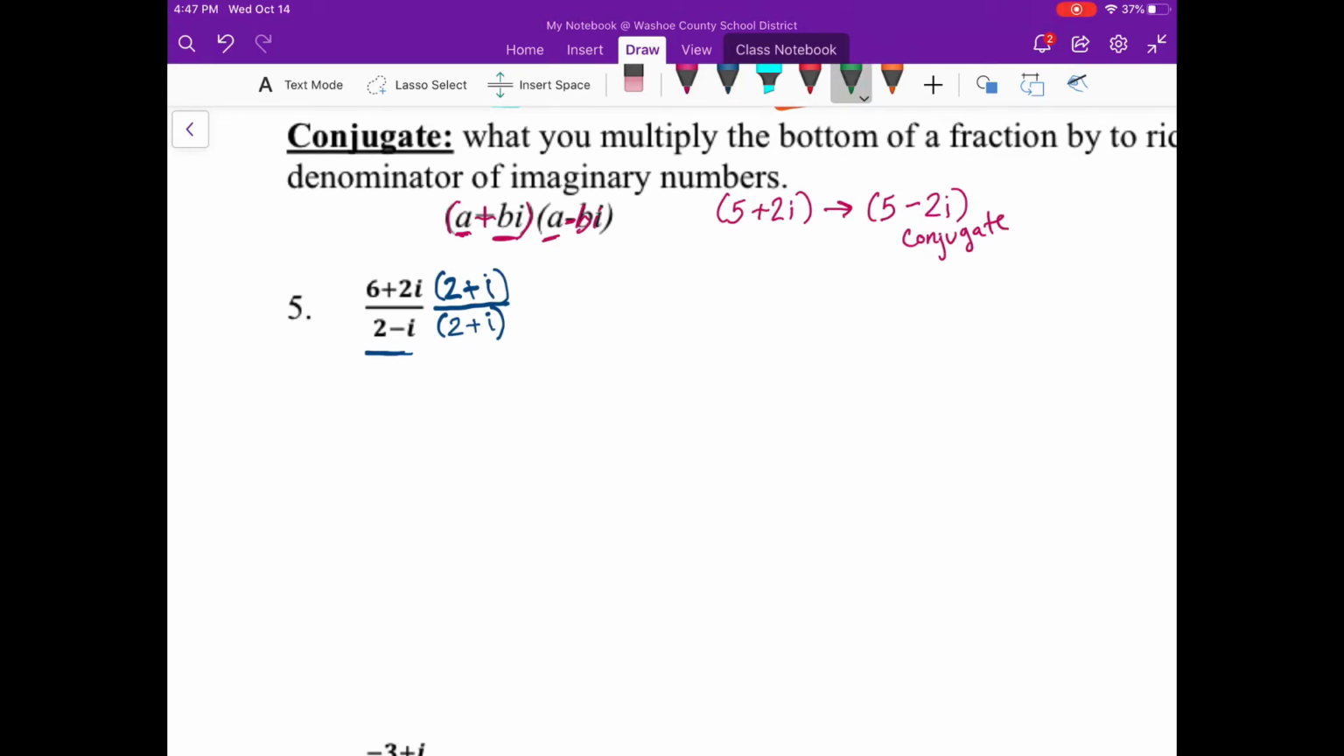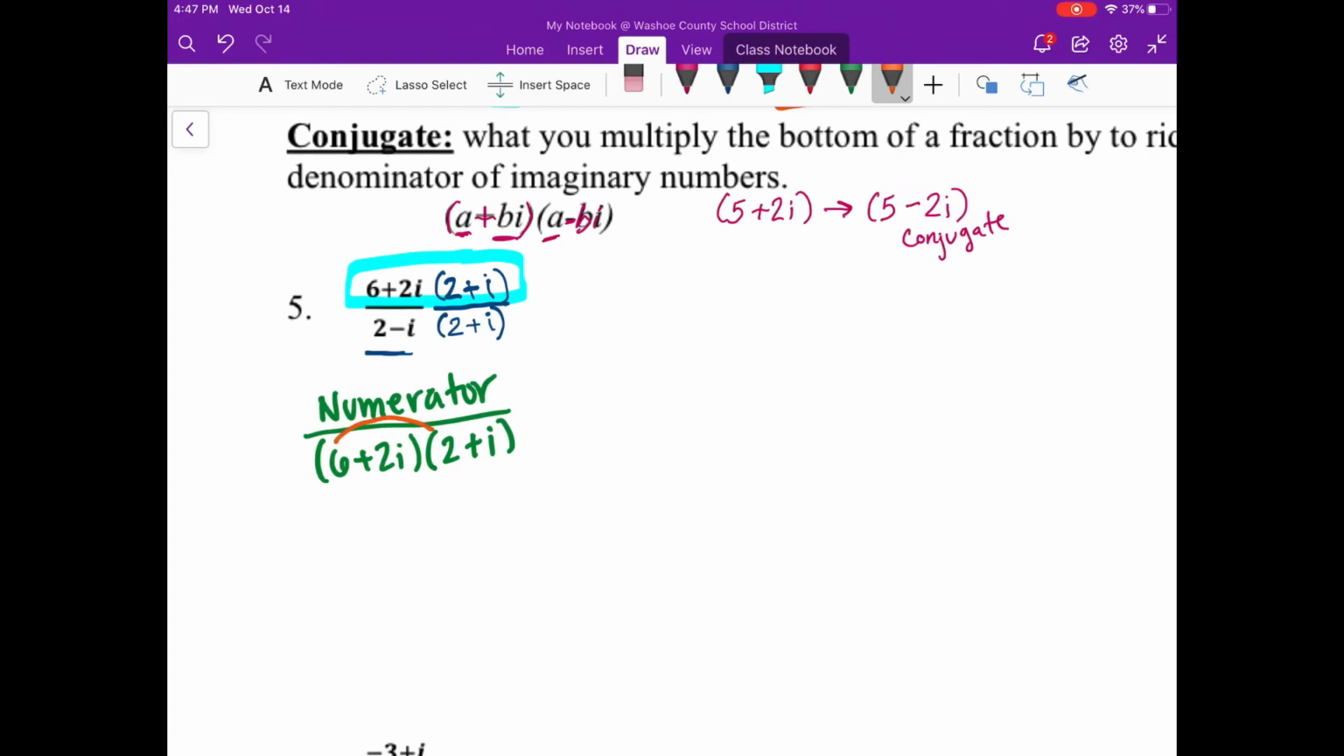Okay, so I like to split these up. I'm going to show you the multiplication for the numerator here. And then we're going to do the denominator separately, just because it can get kind of messy. So the numerator is this part right here. And what that part is showing me is that I'm multiplying 6 plus 2i times 2 plus i. And we just practiced a problem like this earlier in the notes.